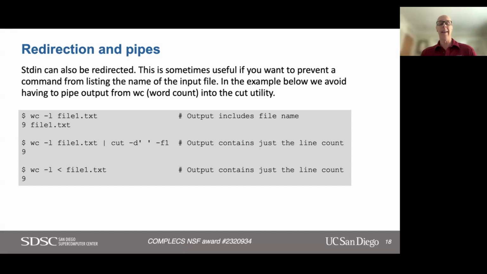Now, we could have used the Linux cut command. So we take the output of wc -l, and we use cut so that we extract just the first element, the first field in that record. So now we get the line count. But another way we could have done this, and much more convenient, is we do wc -l, and now we use input redirection, the less than sign, file1.txt, and here we see that we get just the line count.